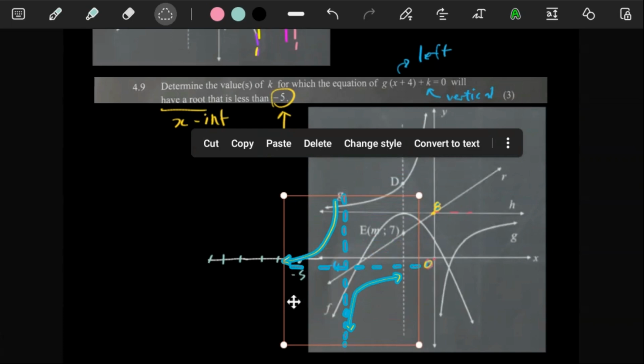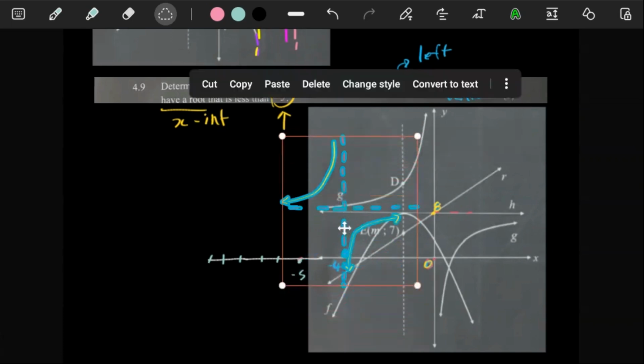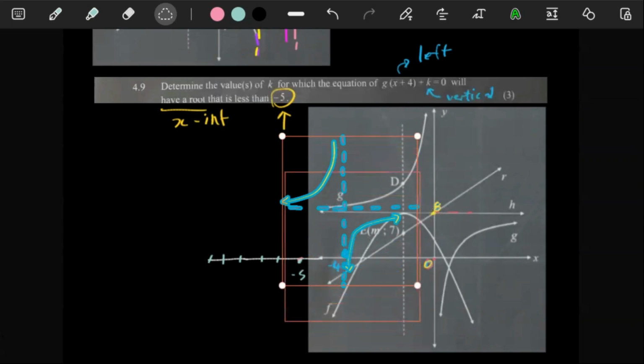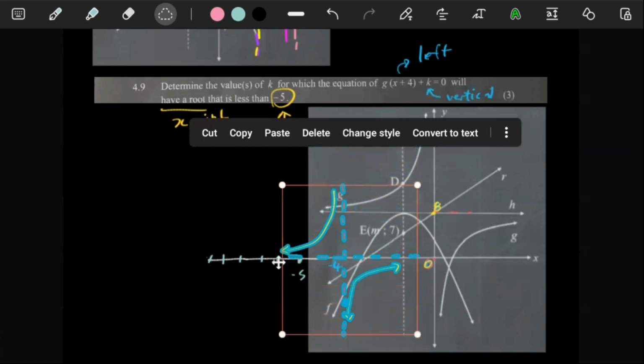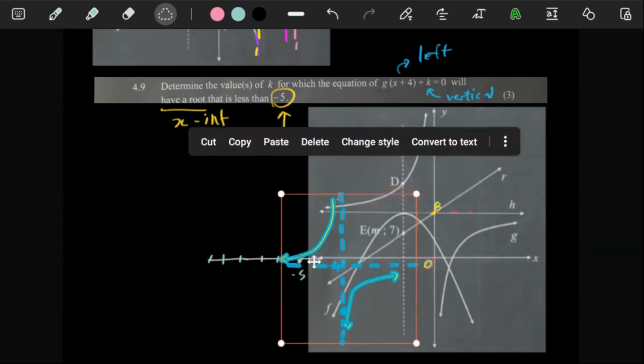Because if you keep moving it downwards, it would then not have x intercepts that are less than negative 5. So the reason behind us saying we need to move it downwards at least 8 units is because initially the asymptote is at 8. So if you move it exactly 8, it will still not have any x-intercept. But the moment you move it anything above 8, it's going to start having x-intercepts. And those x-intercepts are going to be below negative 5, until you keep moving it downwards until the x-intercept is exactly negative 5. That's where you know your limit is.